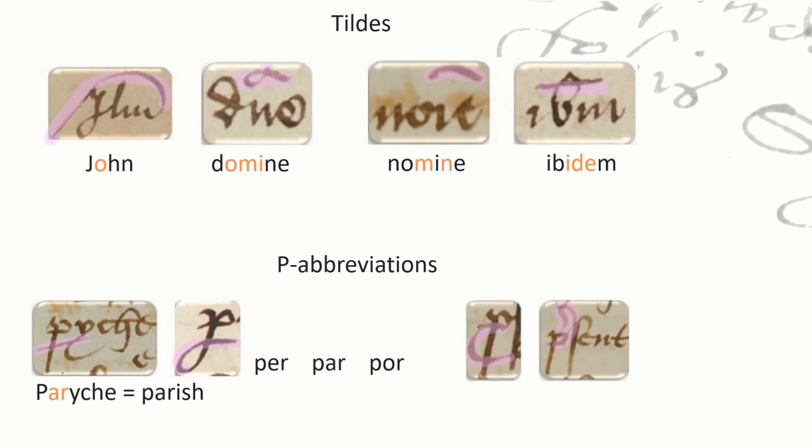The other P abbreviation sign comes from the bottom of the bowl of the P before crossing the descender or ascending above the letter. This mark indicates that PRE or PRO is missing. The word you can see here is PRESENT, or present.